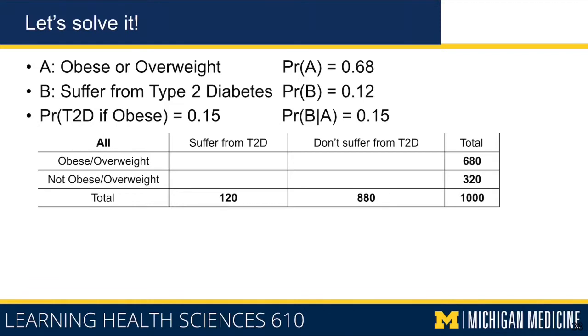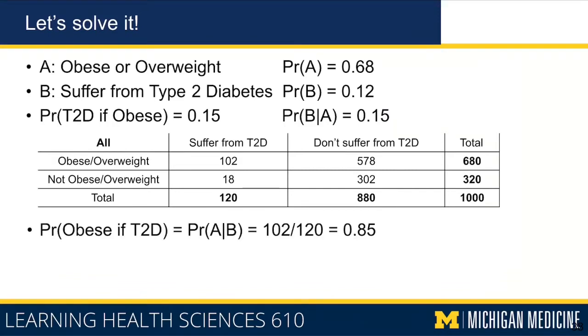So that means of the 680 that are obese or overweight, 15% suffer from type 2 diabetes. So of 680, 15% is 102. And that means that 578 don't suffer from type 2 diabetes. And then you can fill up the rest of the cells. If 102 of 120 who suffer from type 2 diabetes are obese, then 18 are not. And 302 would be those who are not obese or overweight and don't suffer from type 2 diabetes, right?